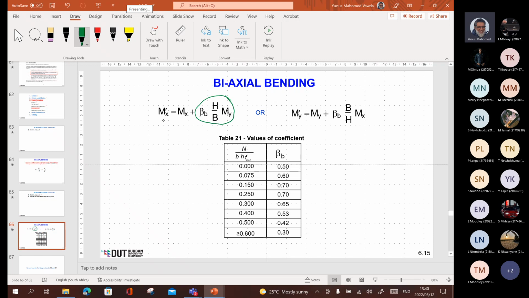It links it. So this thing links it to Mx, and that links it to My. So you're looking at it as though you've changed the biaxial bending into a uniaxial bending in terms of the graph. All right. And then there's a handy table 21, which just tells you that if you've got N upon b h fcu, then beta b is going to be this number. So pretty straightforward. We'll go into an example just now.